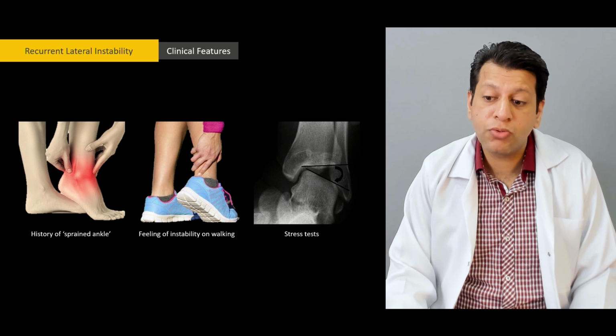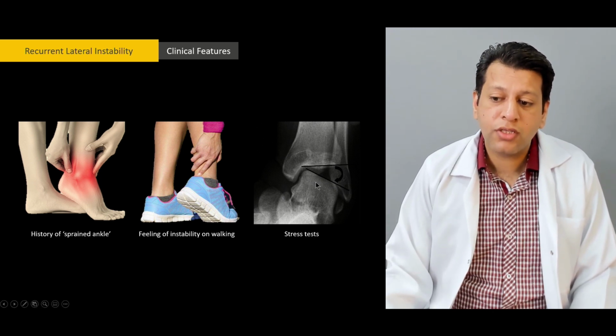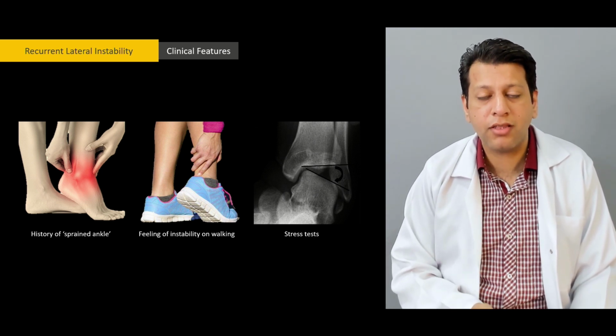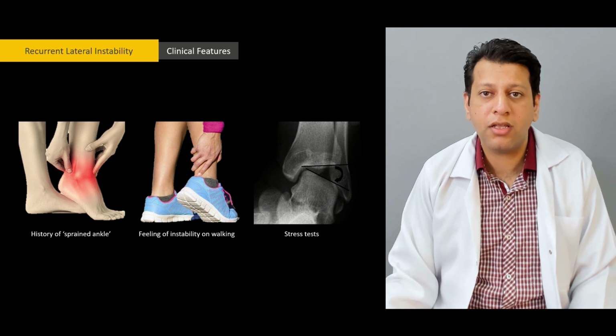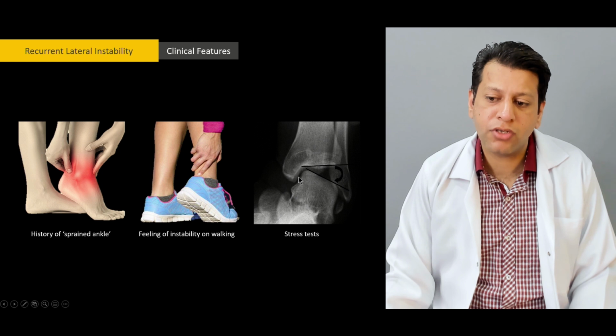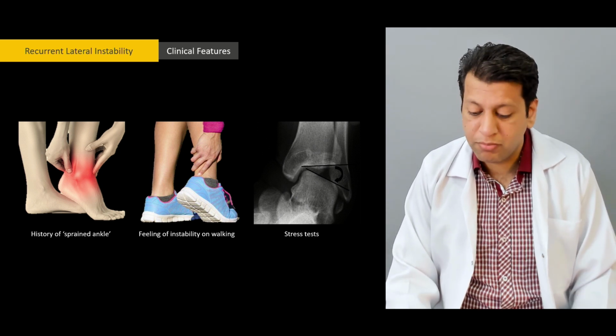And then if there is minimal tenderness or there is no pain, then you can go for stress test views, especially this classical talar tilt mortise view. That is, the inversion of the foot is done by the examiner, and then an x-ray mortise view is taken in the inverted foot, and you can appreciate how much talar tilt is actually present over here. If the ligaments were intact, talar tilt would not have been possible.